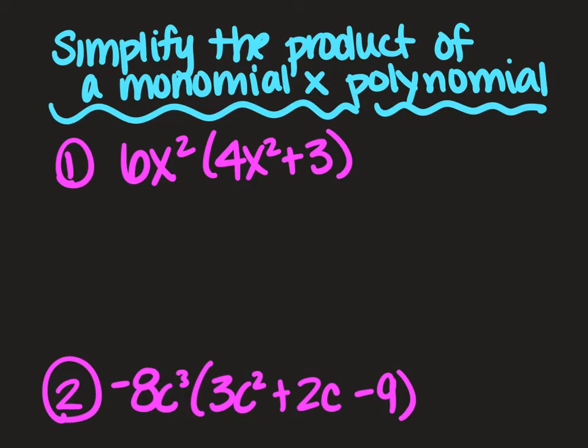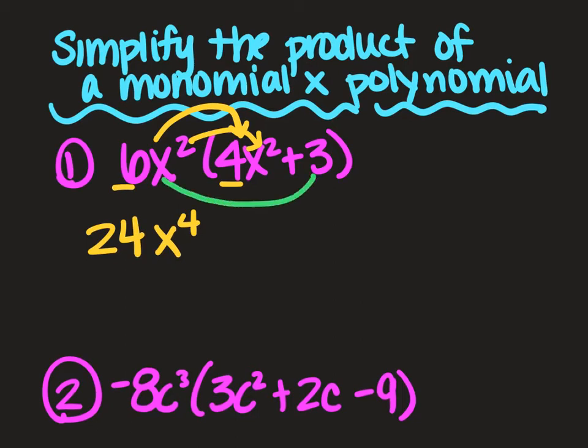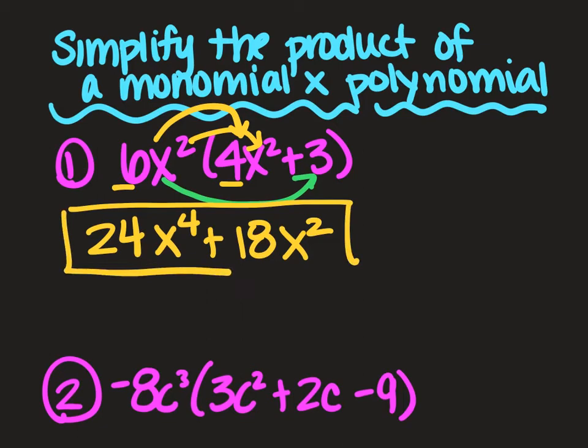So example number 1, I'm going to distribute this 6x squared to the 4x squared. So I'm going to multiply my coefficients in the front. 6 times 4, 24. And then multiply x squared times x squared gives me x to the 4th. Then I multiply the 6x squared to the 3. 6 times 3 gives me 18. There is no variable to multiply it with, so your final answer is simply 24x to the 4th plus 18x squared.